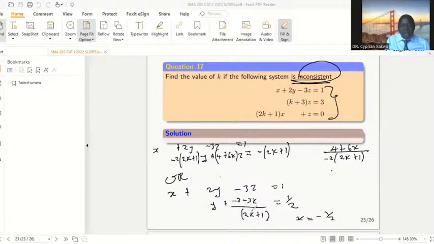And once the denominator is 0, divided by 0 does not exist, and so k also will not exist. If k is negative a half, the system has no solution. The other one, I don't know whether it was positive 3 or negative 10. Just go through the workings.